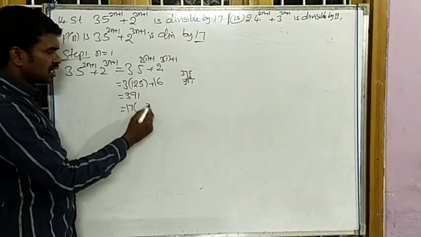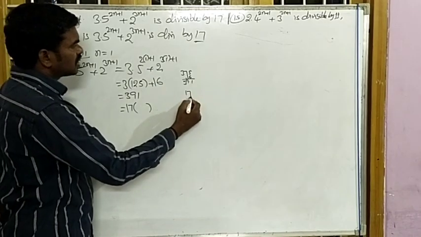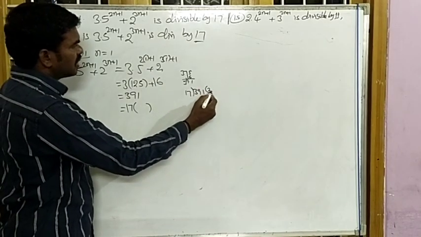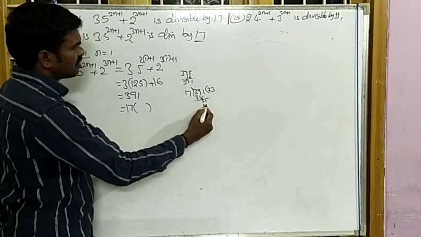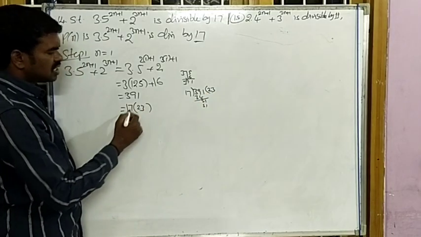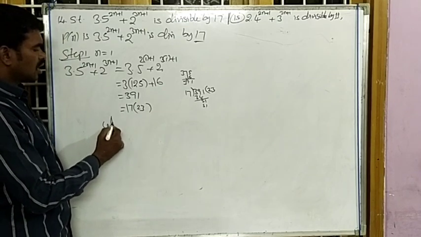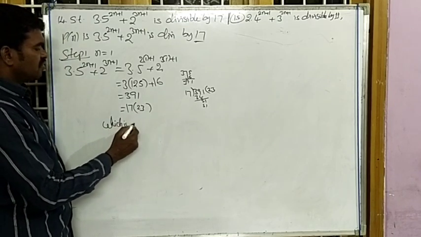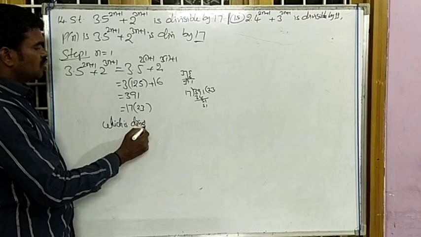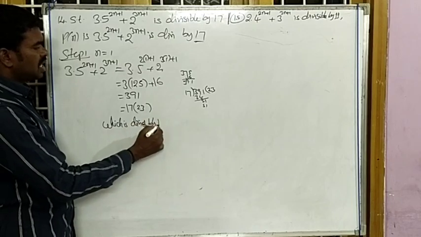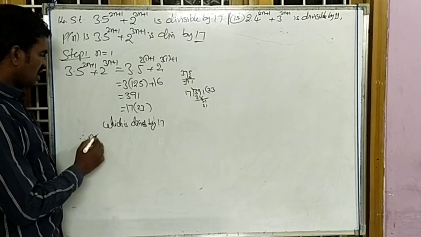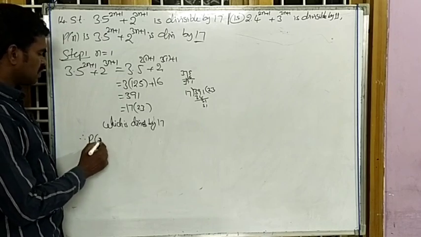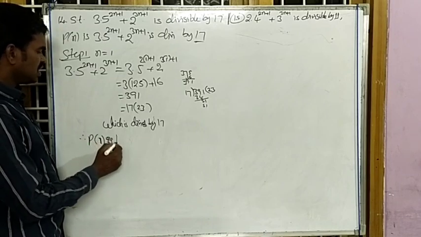So is it divisible by 17? Is 17 common in this? We check it in the 17 table: 17 twos are 34, 17 threes are 51. So it comes in the 17 table, which means it is divisible by 17. That means P of n is true for n equal to 1, or simply P of 1 is true.